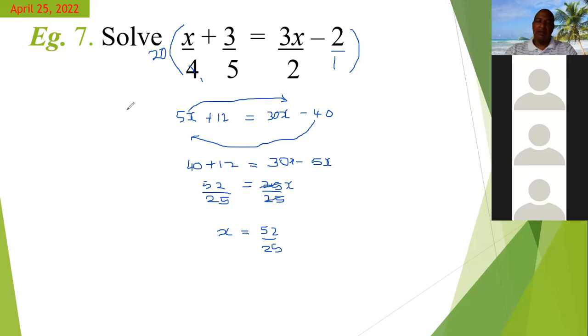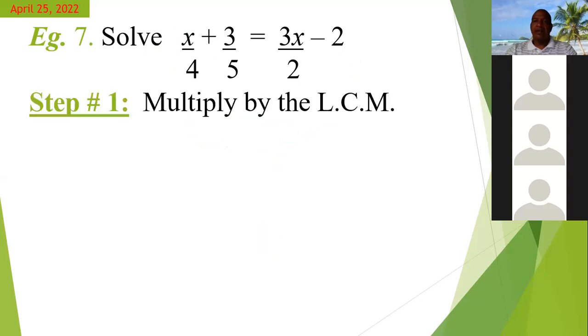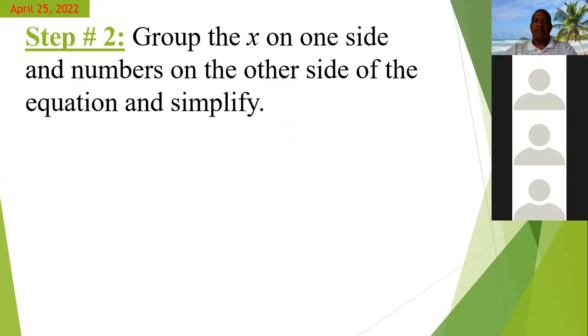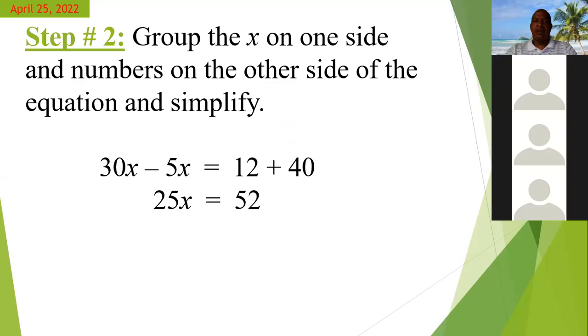And whichever method you want to approach it by, it's up to you, but just bear in mind that you don't want to work hard. You want to work smart, especially when you're doing math and time is against you. All right, guys? So with that said, we multiply both sides by 20, we get that. We group the x's on the left side, and so we have that.